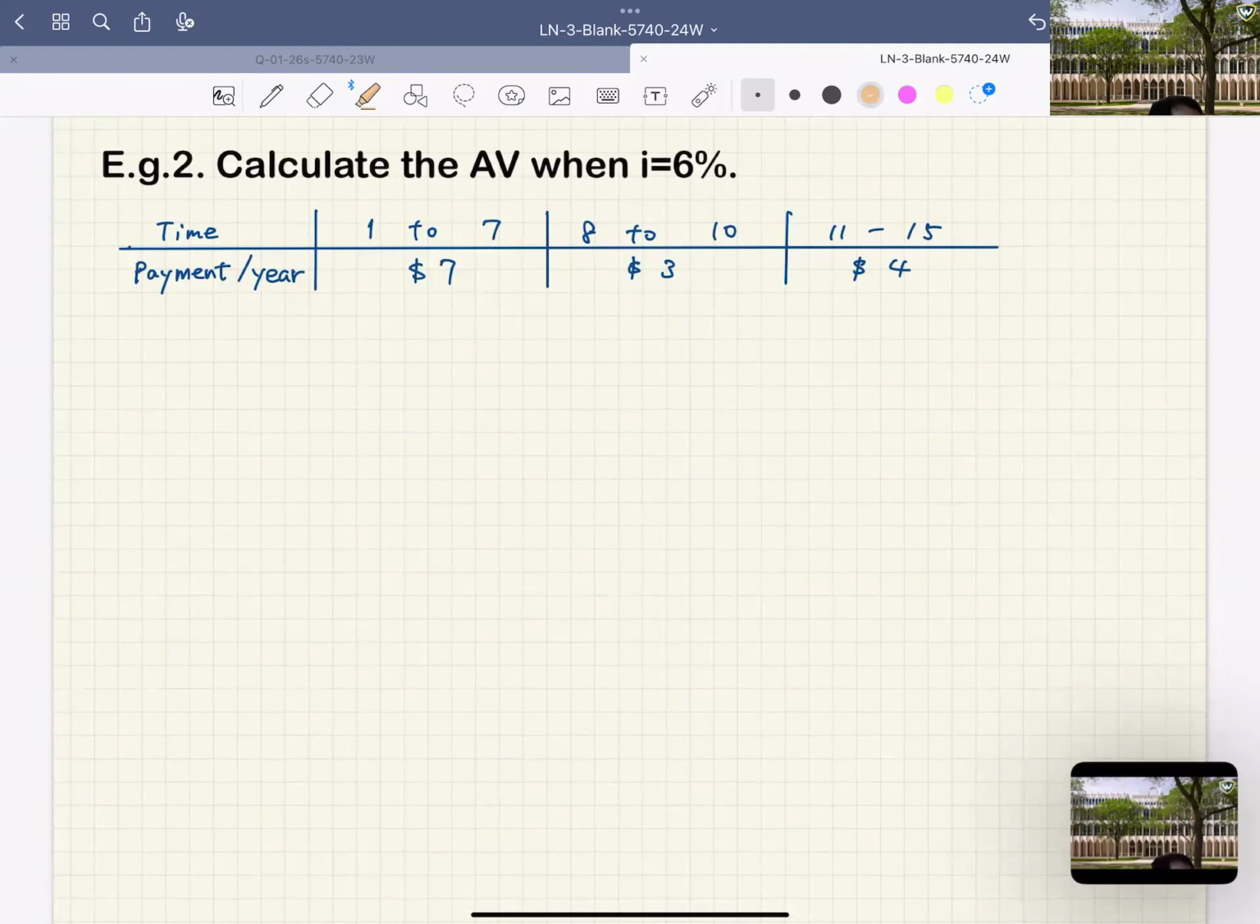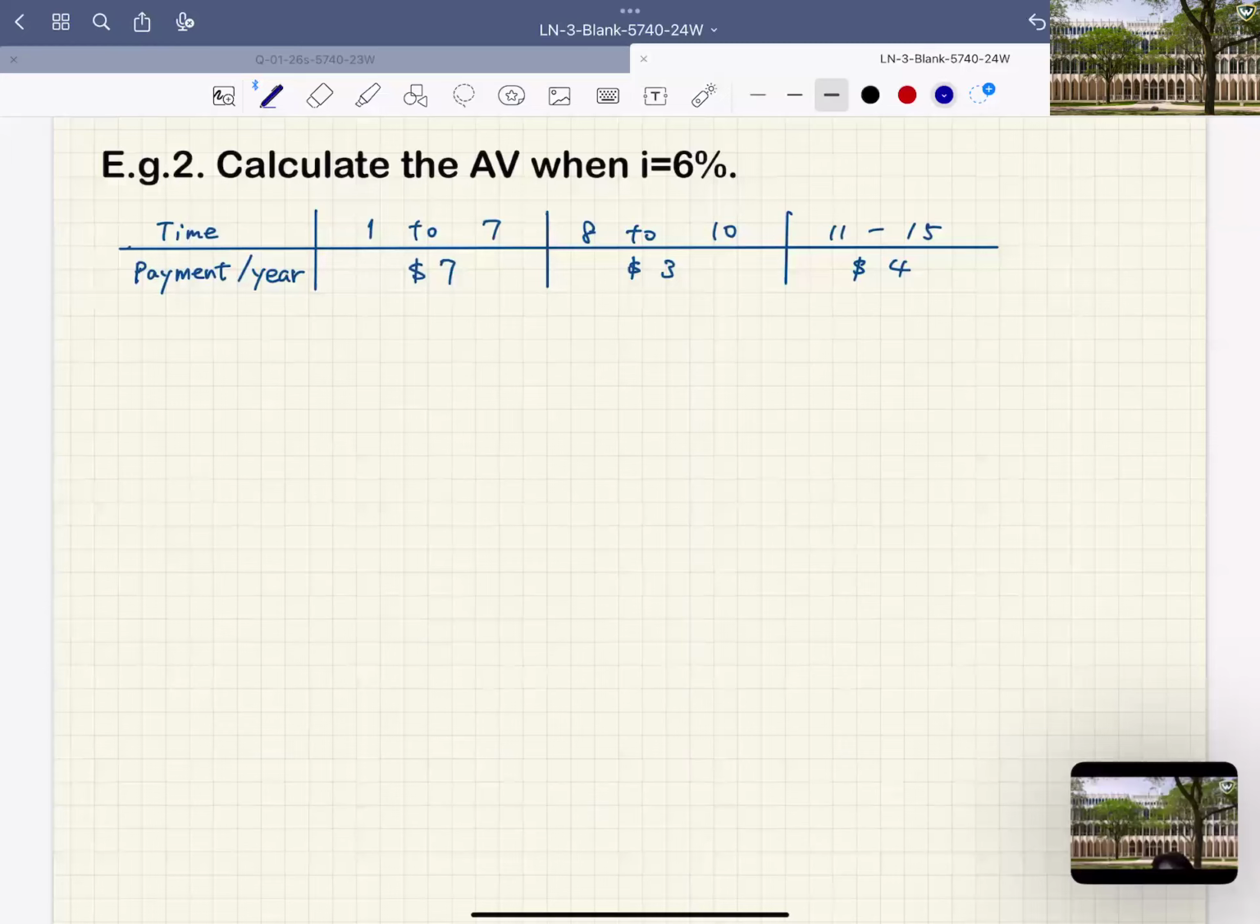Okay, so the next example is to calculate the accumulated value for the block payments. Once you have calculated the present value, calculating the accumulated value is not that difficult. So that is one answer. But there is actually another strategy to calculate the accumulated value. So I will discuss it with this example.